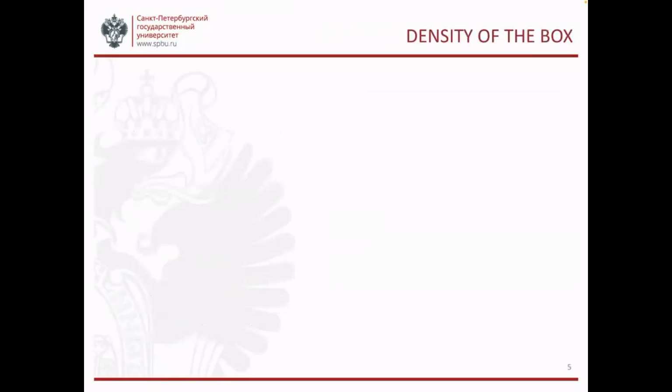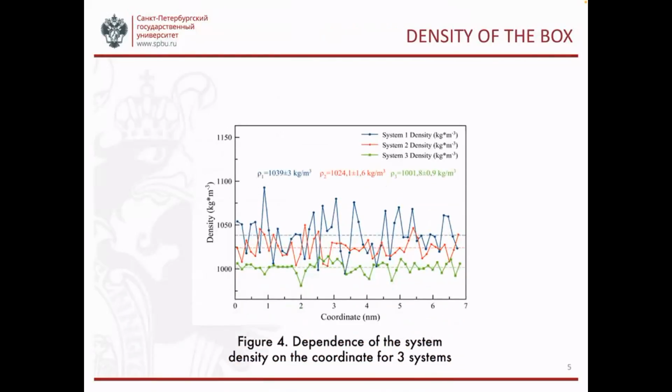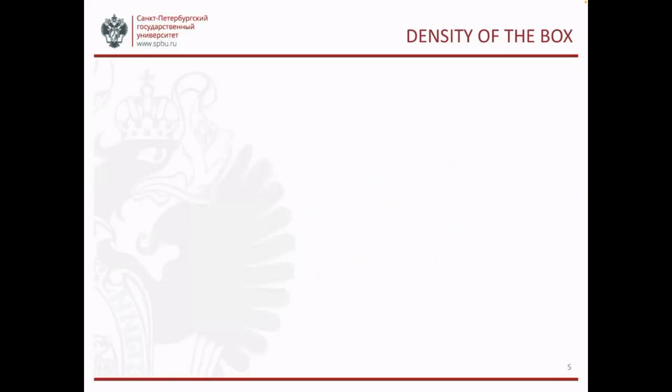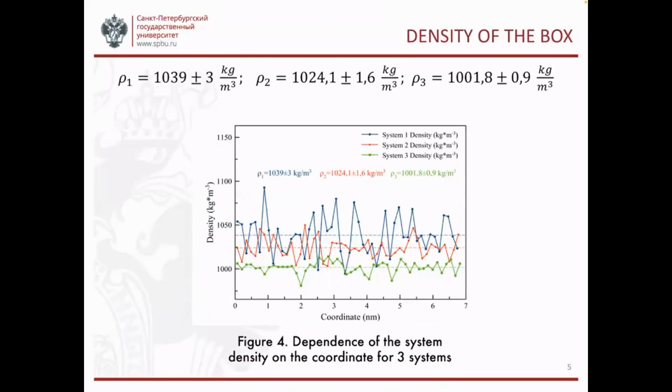So then one of the parameters which can prove that our calculation were provided correctly is the density of the box. In figure 4, you can see distribution of density for each system over the simulation cell. As we can see, the third system has the smallest deviation from the mean. And at the top of the slide, you can see average densities of each system.